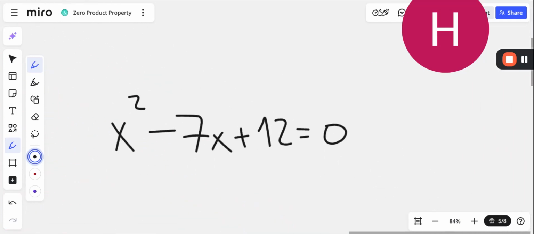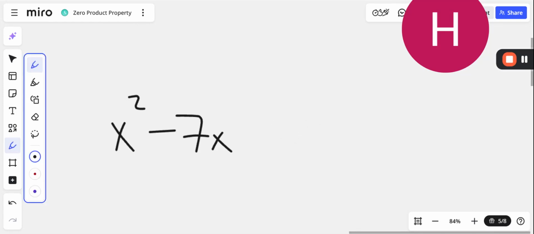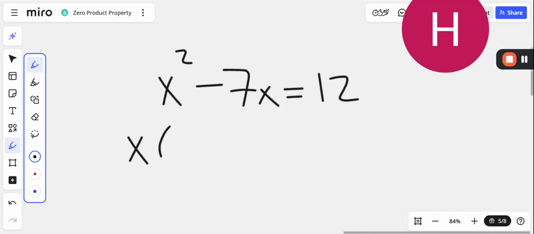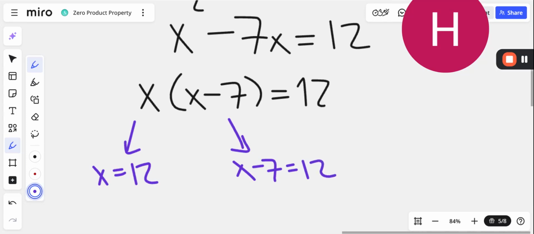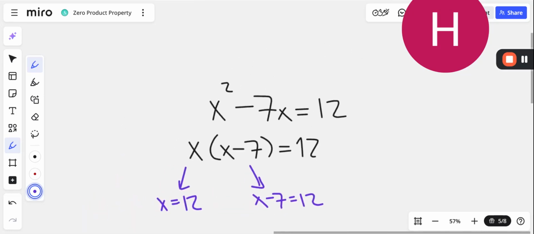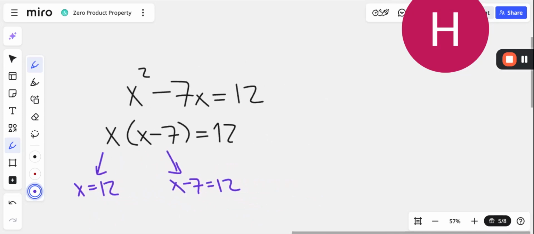If I had something like x squared minus 7x equals 12, and then I factor the left side, I would not be able to use the property on this. I would not be able to say, oh, that means that x equals 12, or that means x minus 7 equals 12. No, that's not how that works. We can only be sure that a and b could equal 0 if our product is equal to 0, because we can have lots of values.